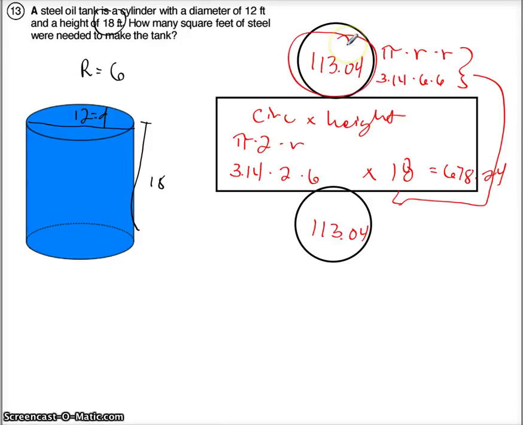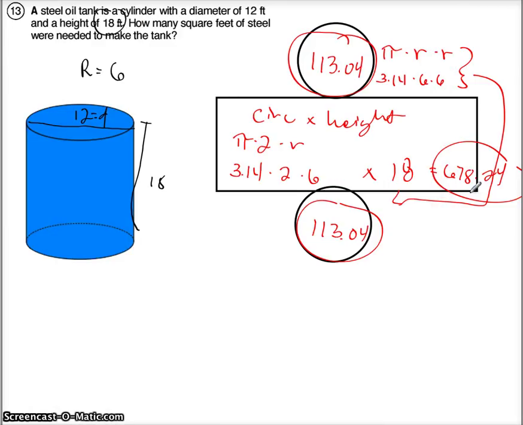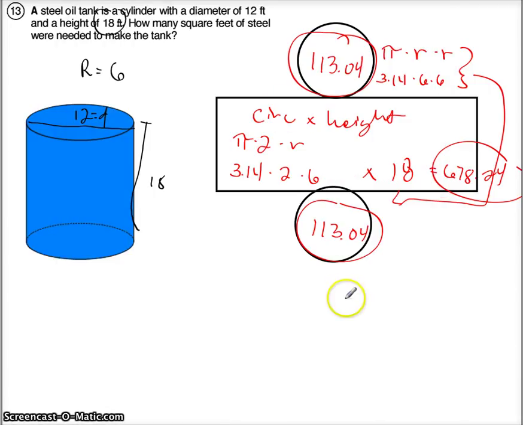Again, we're going to add these three items together. That's the top, that's the bottom, that's the side. So 678.24 plus 113.04 plus 113.04, and we have to do it twice because of the top and the bottom. So our grand total is 904.32 feet squared. Okay, that's our units.